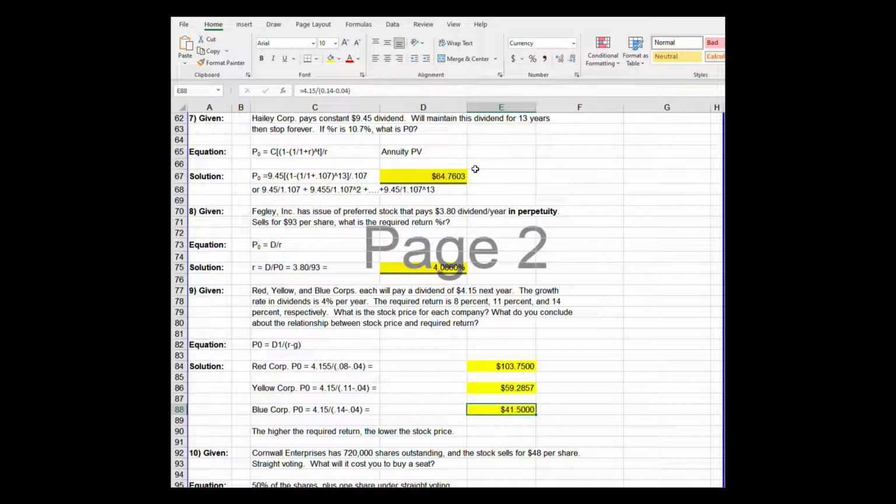So you see that as my required return gets higher from red to yellow to blue, my stock price goes down accordingly. There are your answers to problems 7, 8, 9.